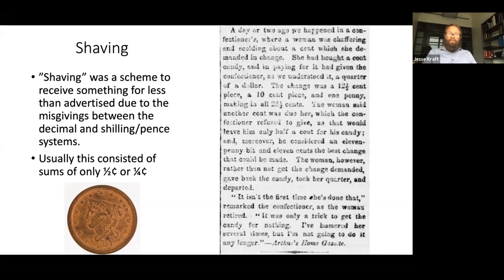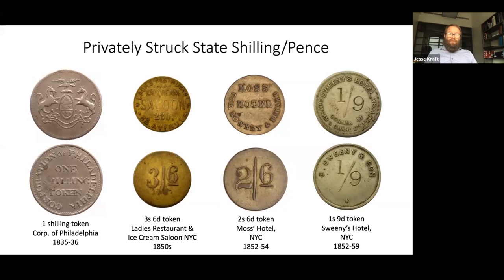There were privately struck state shillings and pence as well. These are really the only physical incarnations of these in coin form. There are some paper money examples as well, but the piece all the way to the left is a 1 shilling token issued by the Corporation of Philadelphia in the 1830s.